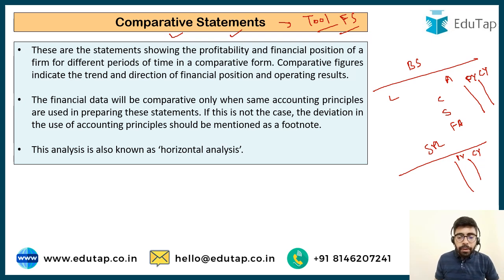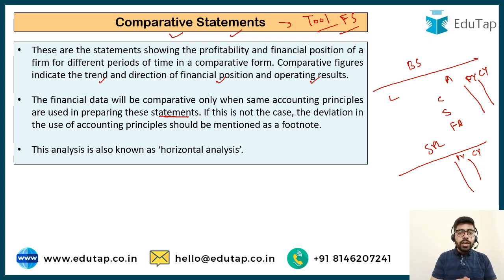We are going to find the percentage increase or decrease, and find out how much the change has occurred in the figures from the previous year to the current year. So the comparative figures indicate the trend and direction of the financial position and the operating results. We get to know whether there is an upward trend in the revenue or the assets of the company, or a downward trend. Now the financial data is comparable only when the same accounting principles and policies are used in preparing those statements. So if in one year you use the written down value method of depreciation, and in another year you use the straight line method, the two statements may not be comparable.